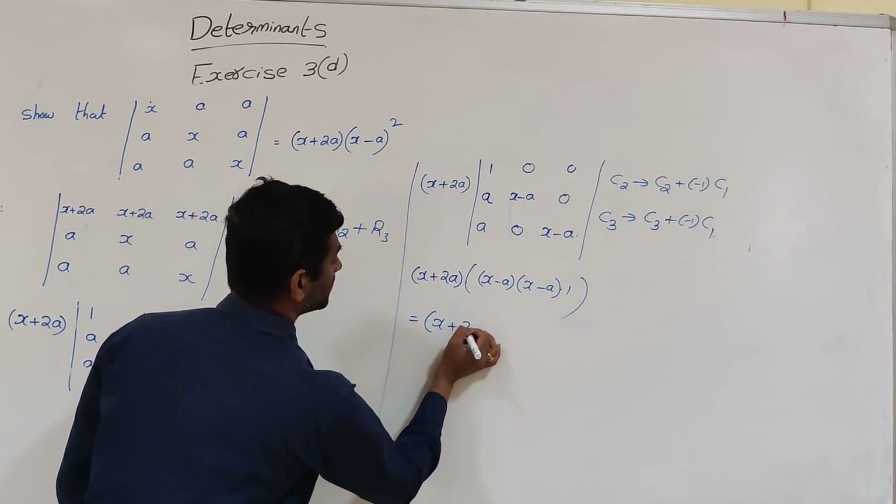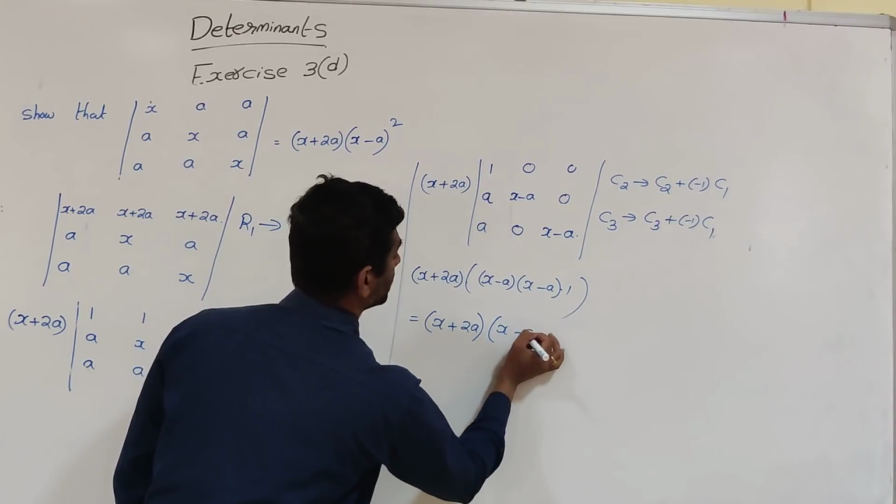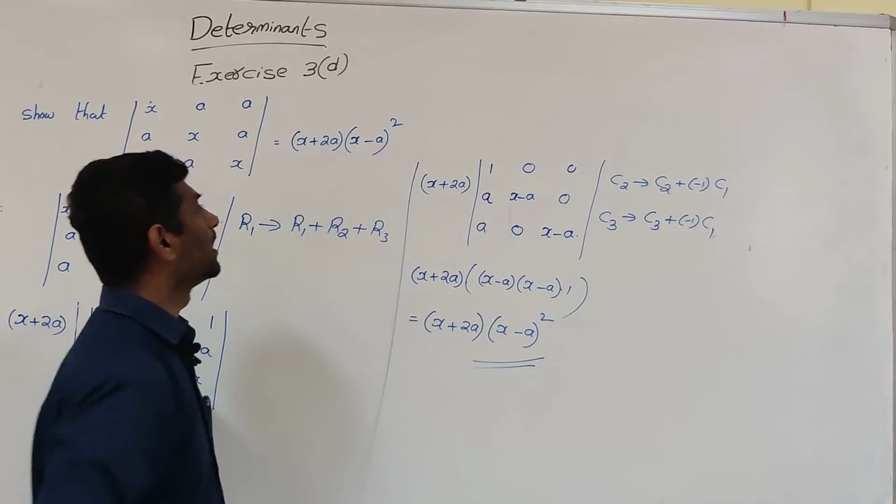So x plus 2a into x minus a whole square. So that is the RHS.